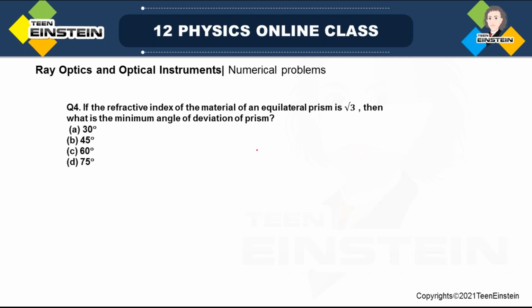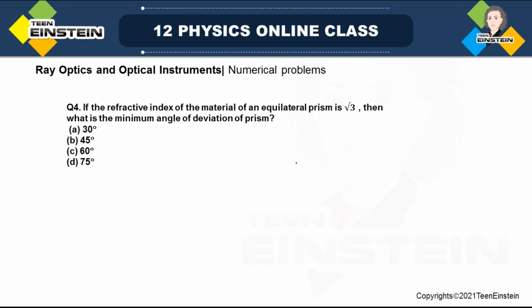If the refractive index of the material of an equilateral prism... now I will be discussing refraction at the refracting surface of a prism, a triangular prism. So here the prism shape is an equilateral triangle, and the refractive index of the material with which the prism is made is given. Then what is the minimum angle of deviation?